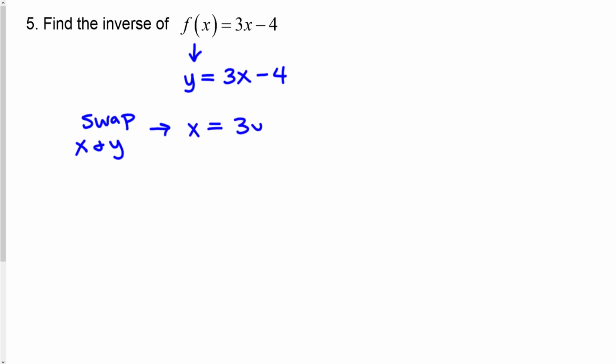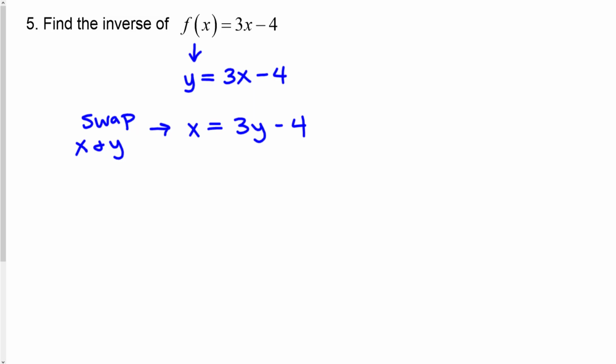Number 5, find the inverse of f of x equals 3x minus 4. So to find the inverse of a function, we have to swap the x and y values and resolve it for y. So whenever you have a function written as f of x, you can always replace that f of x or g of x or whatever the definition is with the variable y. Now you can swap the x and the y. Which is going to give you x equals 3y minus 4.